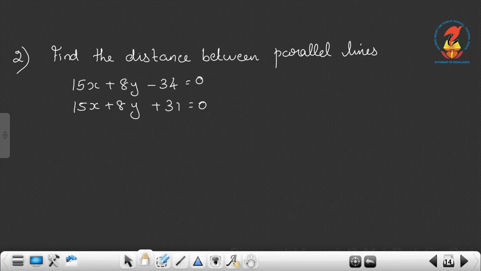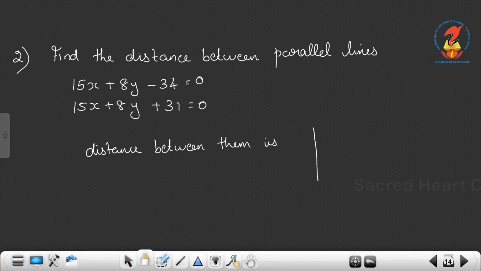Find the distance between parallel lines: 15x plus 8y minus 34 equal to 0 and 15x plus 8y plus 31 equal to 0. So the coefficient of x is the same, the coefficient of y is the same, and C1 and C2 are different. So what is the distance between these parallel lines? How to find the distance?